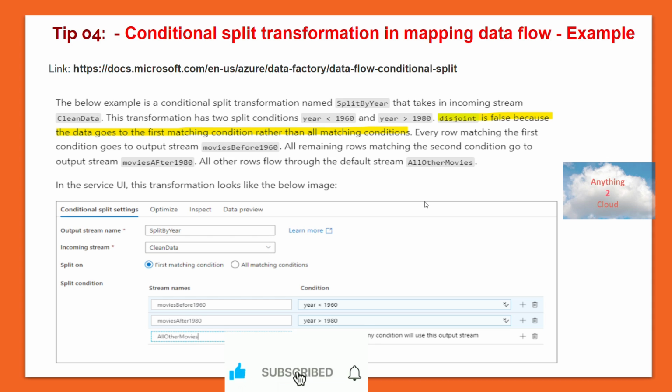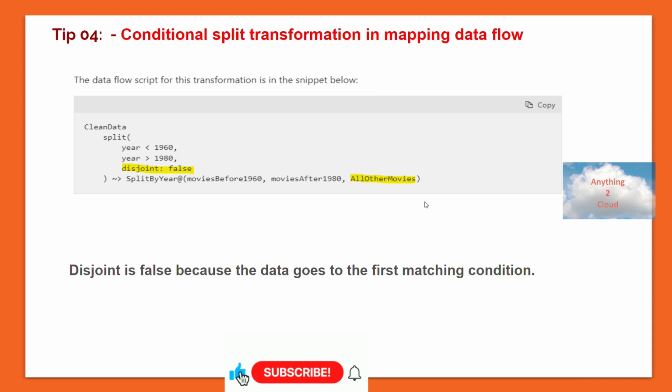How is this going to be represented in the code snippet? Let's see that. This is how it's going to show up in the code snippet. It's going to have clean data and split. Whatever splits you have, all of them come at the top: year less than 1960 and year greater than 1980. So if you have three different domains, then all the domains will come at the top, and next you will have the split by year. There you have to define all the year logic: movie before 1960, movie after 1980, and the default one. So at the end you will have a default one.